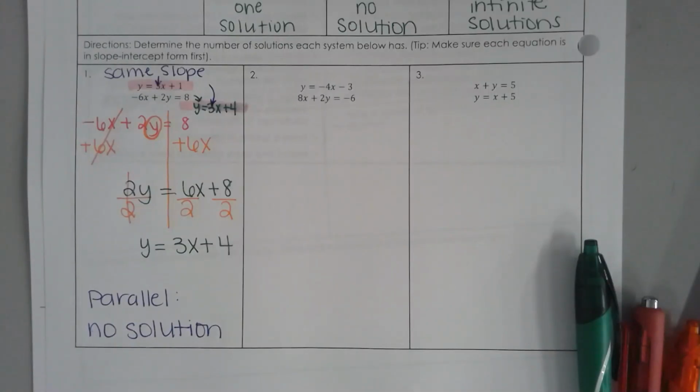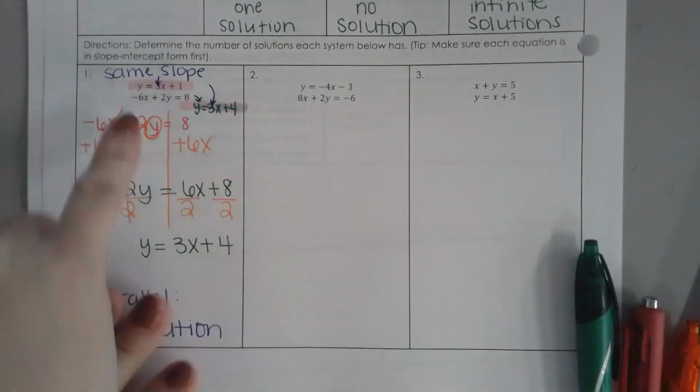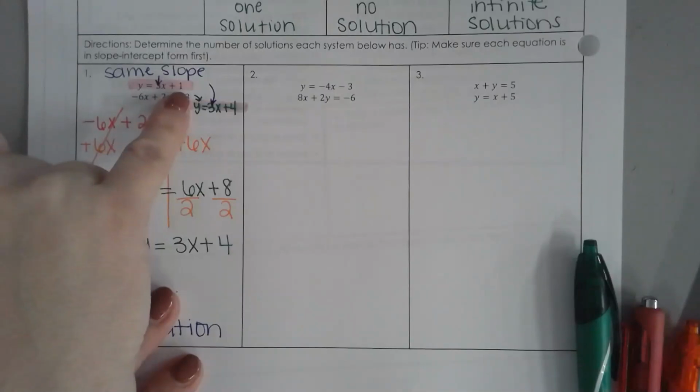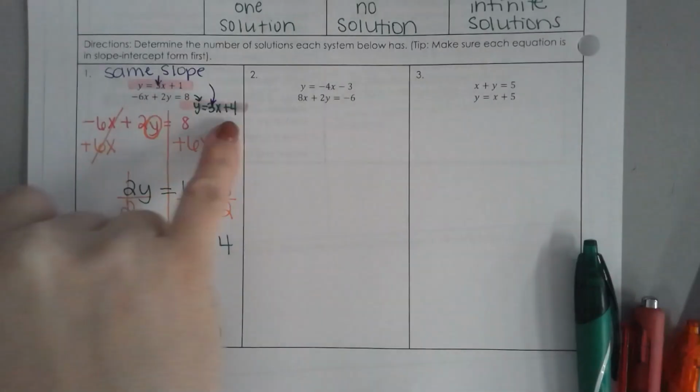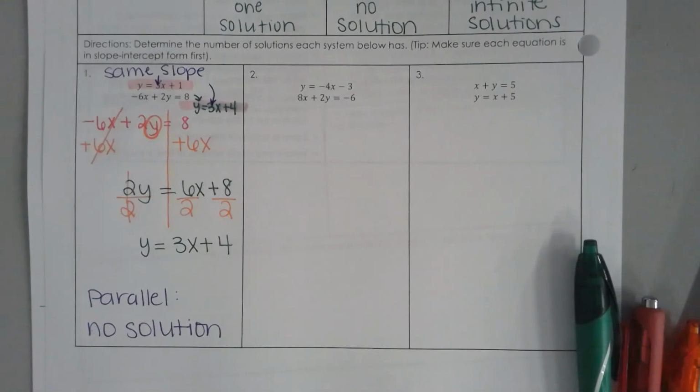If I allowed you to graph this, you could graph the originals and you would see that they're parallel, because if you type this negative 6x one into Desmos, you get the same thing. All right, so let's do number 2.